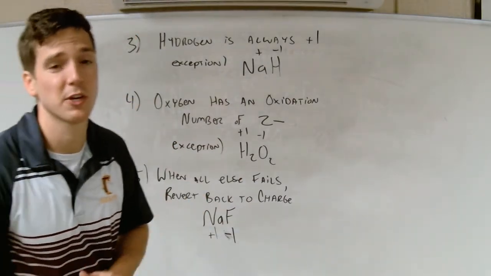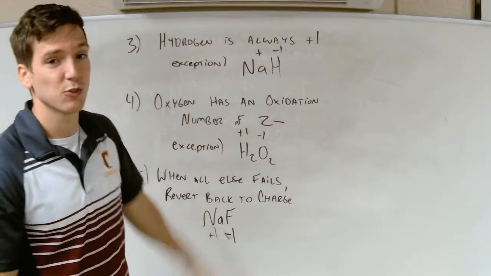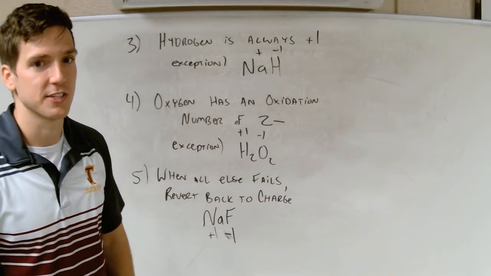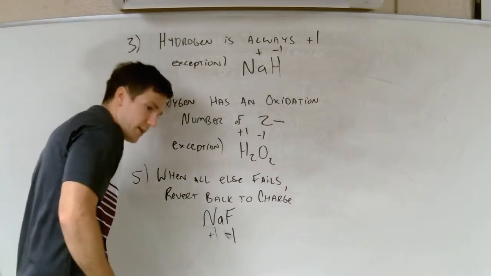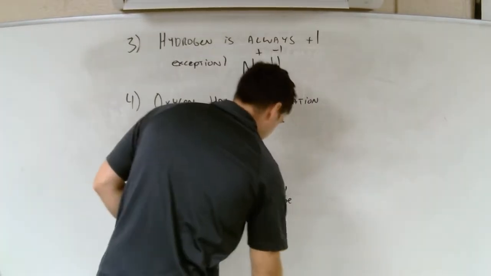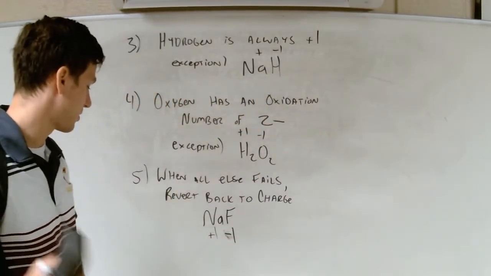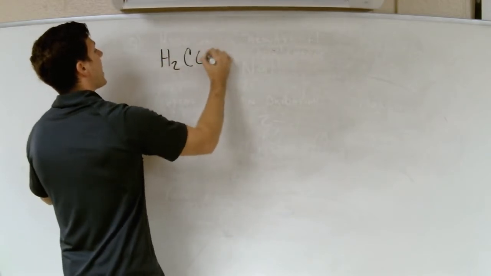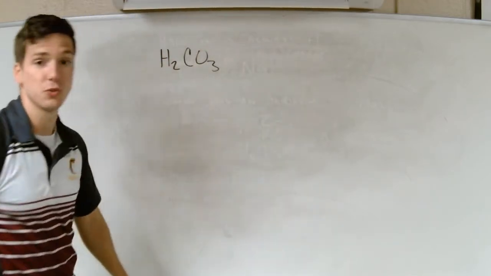So most of the time, what you're going to see is compounds paired with hydrogen and oxygen, and that's how we're going to list oxidation numbers. So let's go ahead and do a few examples so you can put this to the test and understand kind of what I am talking about. Today I want the oxidation number of each atom in H2CO3.